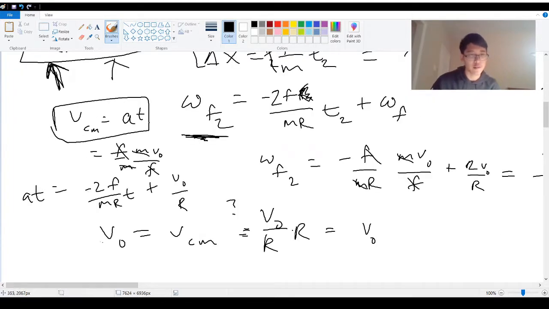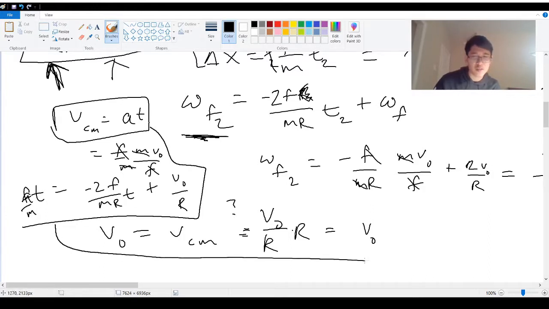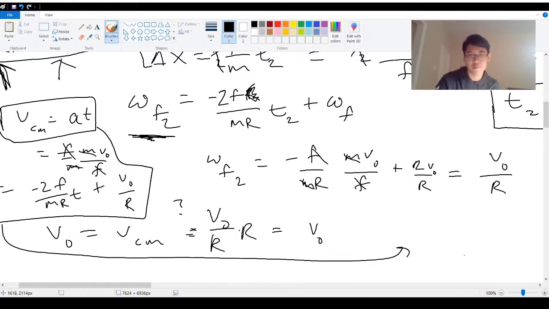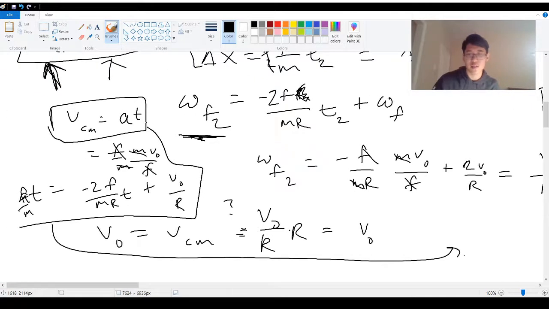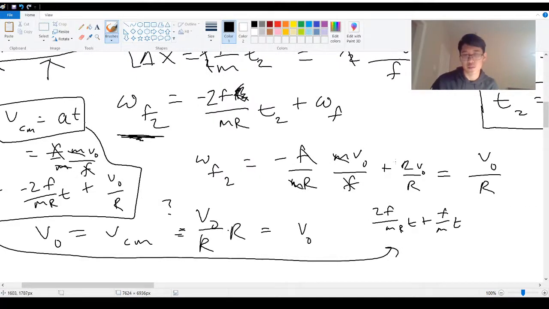We can calculate it. So hold on, let's plug in acceleration. What is acceleration? Acceleration is F over m. So let's change this to F over m, and then I'm going to add it to both sides. Oh, this is a bit messy. Hopefully you guys can follow along still. I'm going to continue my work right here. We have 2F over mRt plus F over m t is equal to v naught over R.